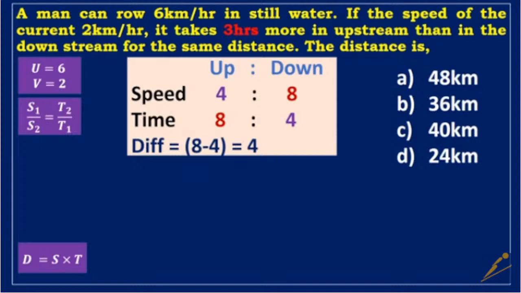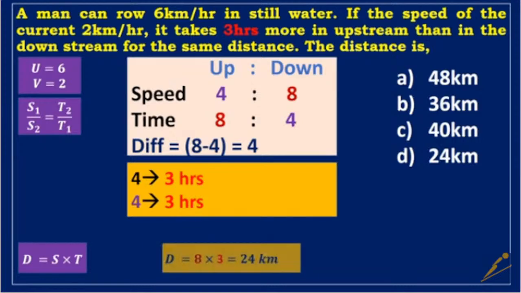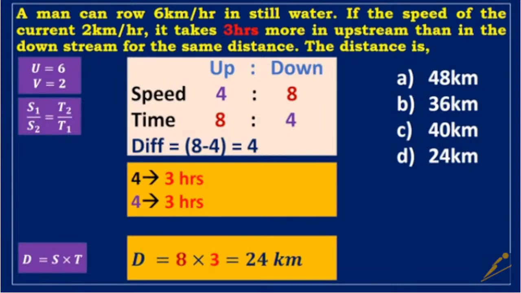Speed and time are inversely proportional. As a result, the time required for the upstream and downstream ratio is 8:4. According to the second statement in the question, the time difference between upstream and downstream is 3. The number 4 represents the 3 hours. We will solve this problem using either upstream or downstream values based on this information. Take the downstream value of time 4, which represents 3 hours. In the distance formula, substitute 3 hours and 8 km per hour. As a consequence, the total distance traveled is 24 kilometers.